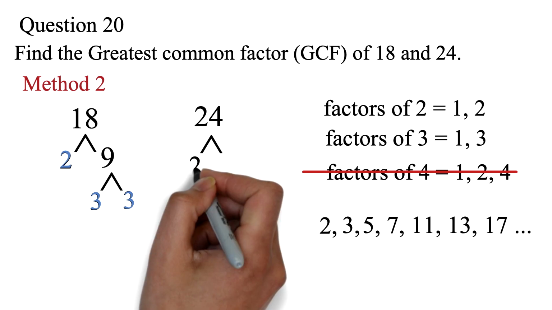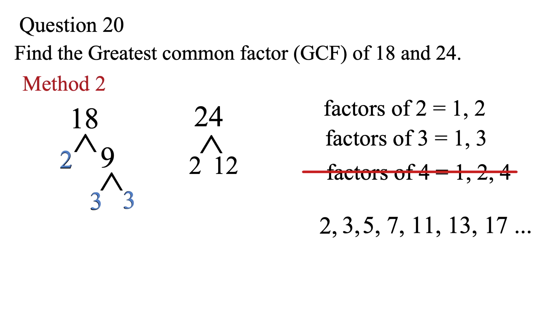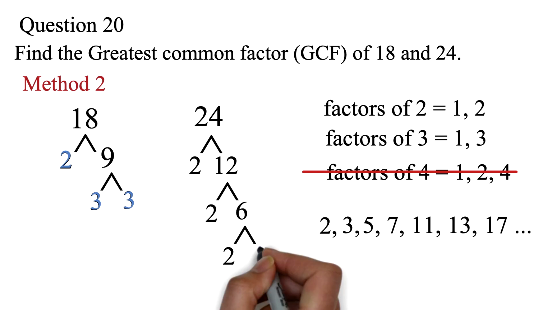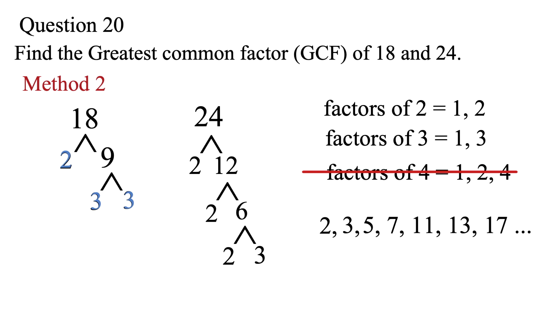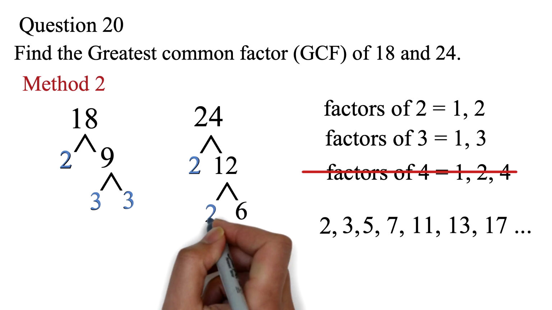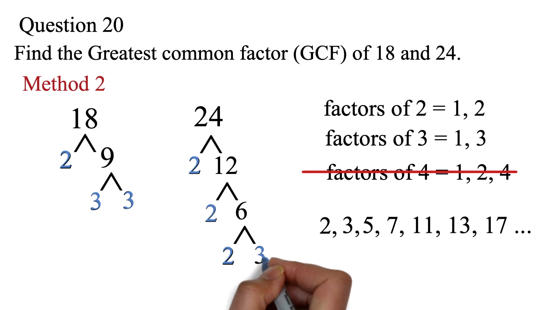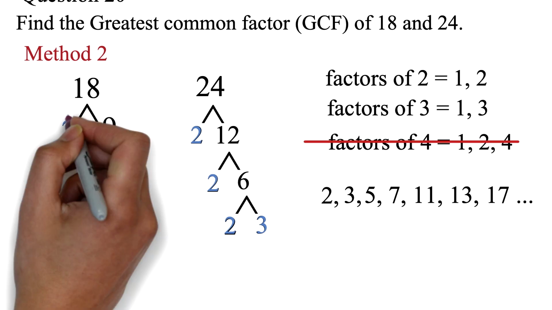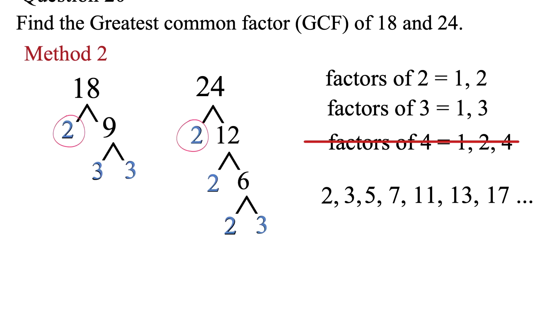24 can be expanded as 2 times 12. 12 is not a prime number, so we break it down further. 12 is 2 times 6. We break the 6 down to get 2 times 3. Now everything is a prime number. So the prime factors of 24 are 2 times 2 times 2 times 3. To find the GCF, we find the common values and multiply them. Here 2 is common to both.